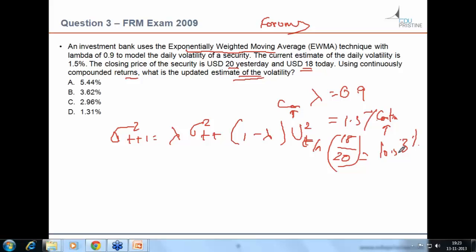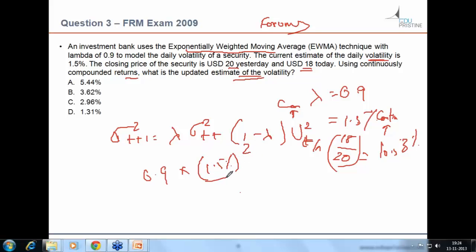It says 10.53% as the daily returns. It is very simple. It is just substituting the values. So it says variance of t. Where do we find variance of t? It is this 1.5%. But keep in mind, it is the daily volatility, so you have to square it. The 1.5%, the whole square. Keep this thing in mind.